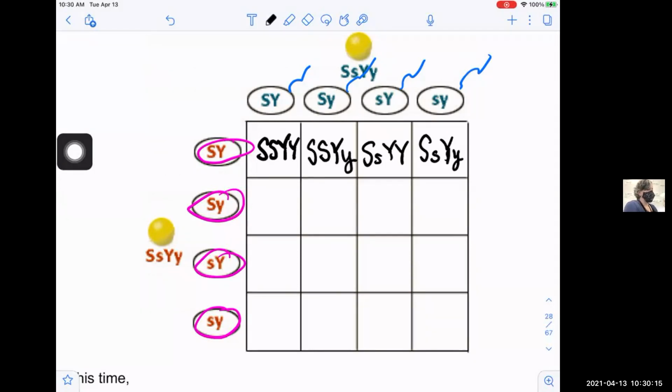The S's are a little bit hard to tell the difference between. I apologize for that, but you should be able to figure it out because they're smaller. So why don't you spend some time right now filling in the rest of this yourself? Fill in the next row and complete this Punnett square.